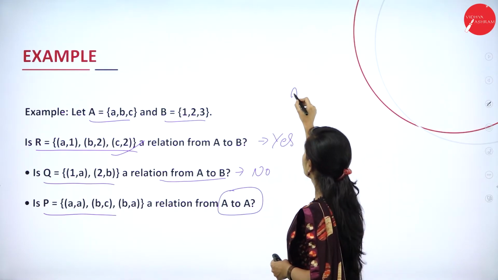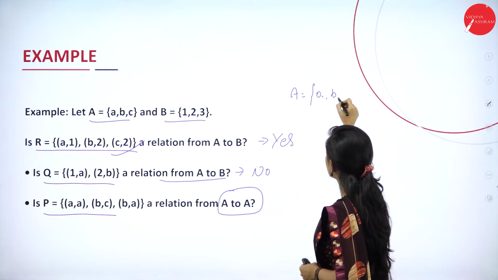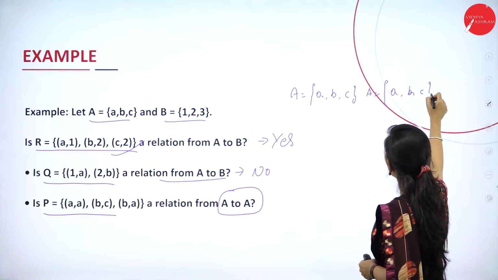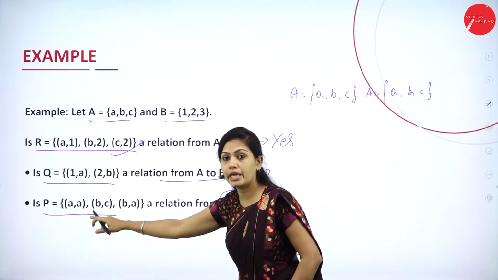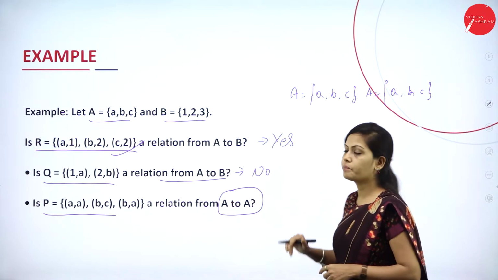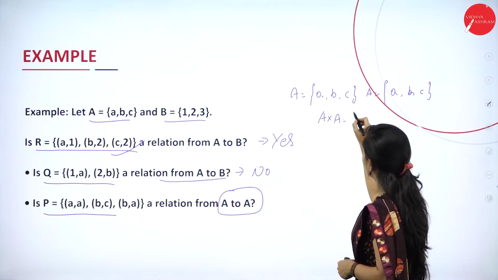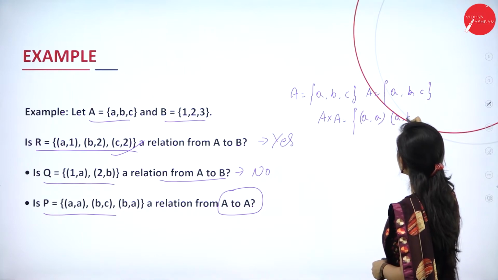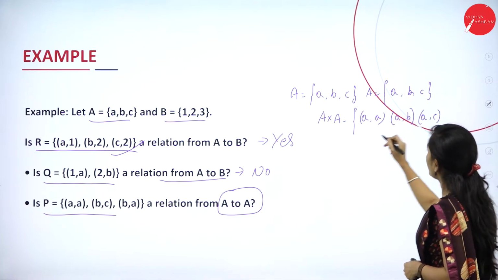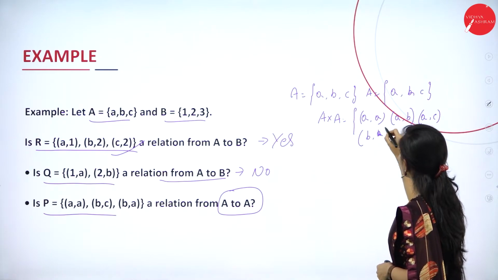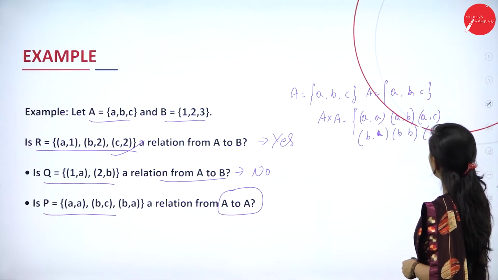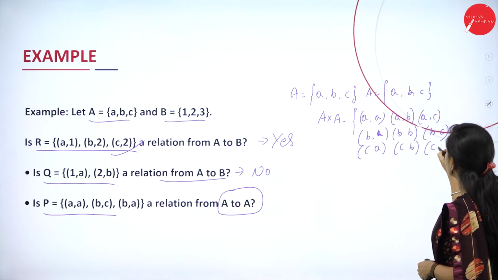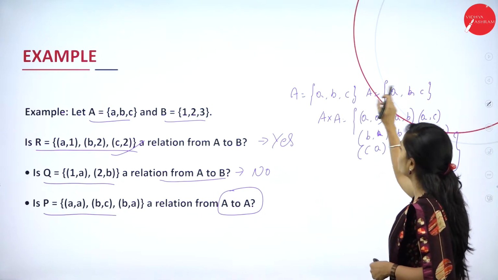So, if you are writing A is equal to {A, B, C}, again I will write relation A is equal to {A, B, C}. You will get this combination AA, BB, BC, BA, etc. So, find the A cross A here. You will get AA, AB, AC and BA, BB and BC, and you'll get CA, CB and CC. So, this is a relation from A to A.